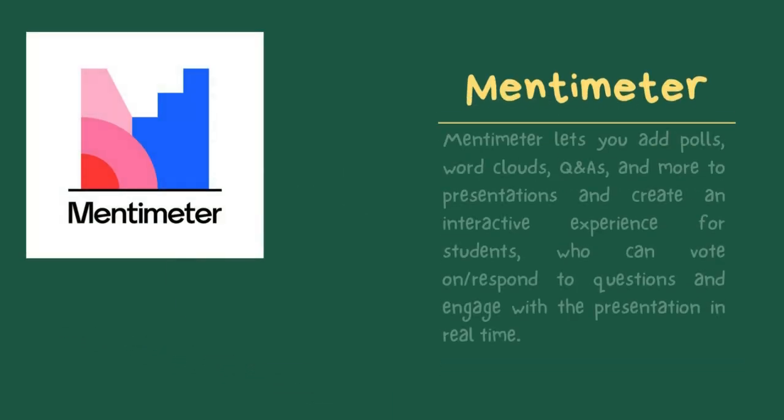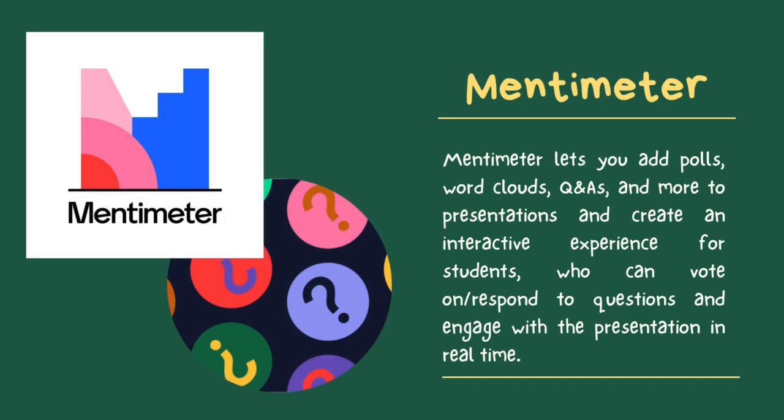Another example of a digital assessment tool is Mentimeter. Mentimeter lets you add polls, word clouds, Q&As, and more to presentations and create an interactive experience for students who can vote on, respond to questions, and engage with the presentation in real time. So Mentimeter is an interactive presentation tool that helps to engage students and enables every voice in the classroom or lecture hall to be heard. You can use it to gauge students' comprehension, test knowledge retention, or as a fun way to break up learning.